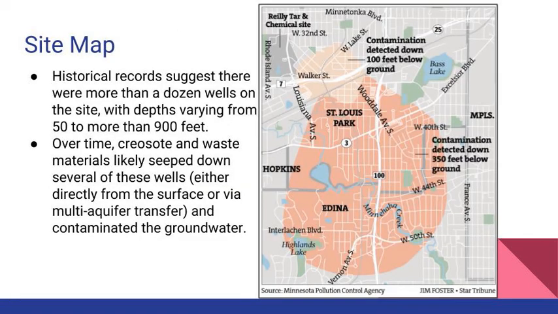As shown in the diagram, the prolonged discharge led to widespread contamination of both water sources and soil sources in the surrounding area. Historical records suggest that there were more than a dozen wells on the site, with depths varying from 50 to more than 900 feet. Over time, creosote and waste materials likely seeped down several of these wells, either directly from the surface or via multi-aquifer transfer, and contaminated the groundwater.